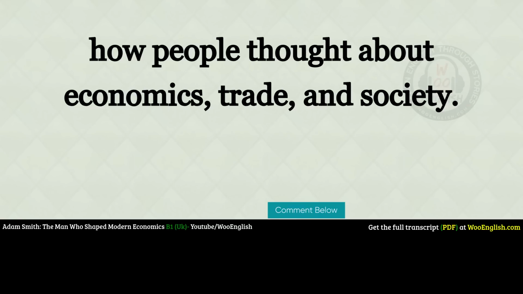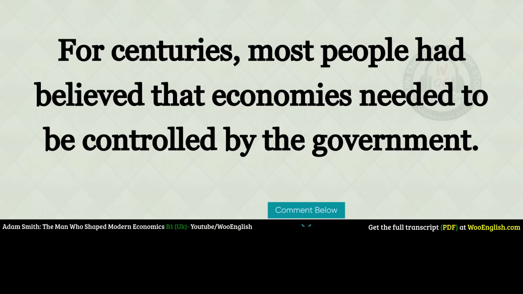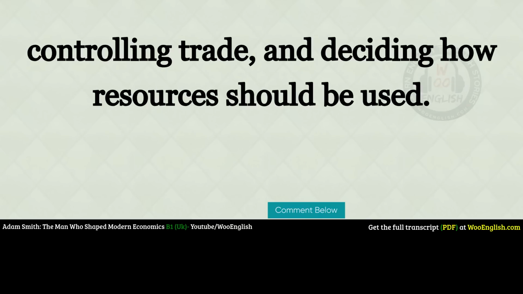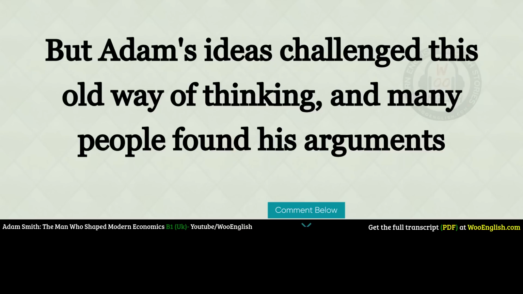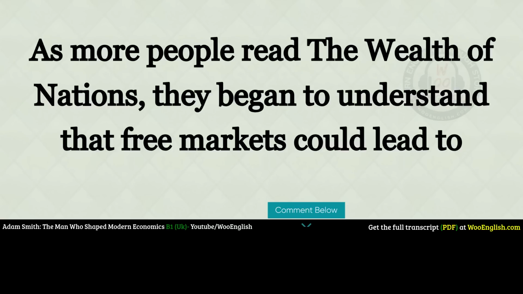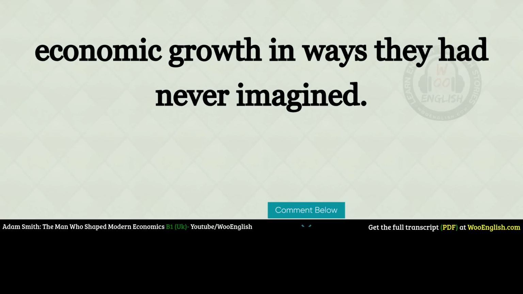economics, trade, and society. For centuries, most people had believed that economies needed to be controlled by the government. Kings, queens, and their advisors thought they knew best when it came to setting prices, controlling trade, and deciding how resources should be used. But Adam's ideas challenged this old way of thinking, and many people found his arguments persuasive. As more people read The Wealth of Nations, they began to understand that free markets could lead to economic growth in ways they had never imagined.